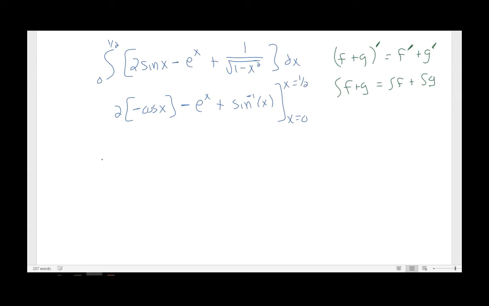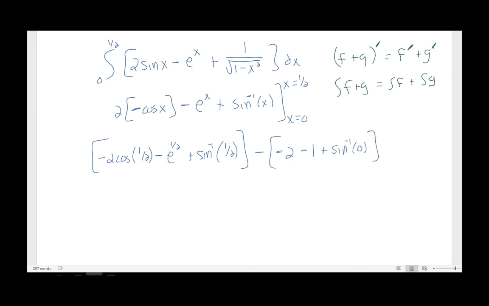So if I plug all of this in, I have -2 cosine of 1/2 minus e to the 1/2, and then plus inverse sine of 1/2. So there's the upper limit plugged in, and then minus, I plug the lower limit in. So cosine of 0 is actually 1. So I really have -1 times 2. That's -2. And then when I plug 0 in here, e to the 0 is 1. So I have -1. And then inverse sine of 0.